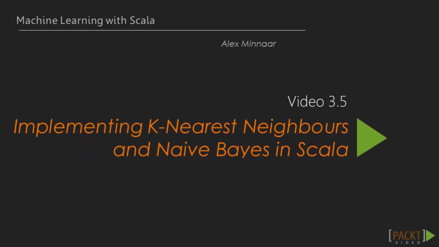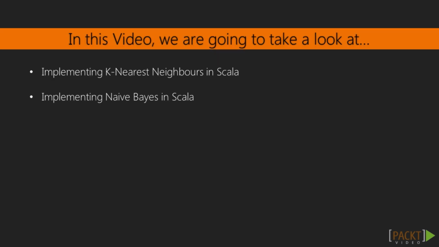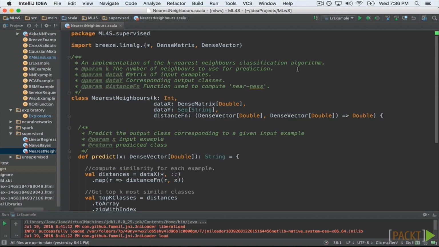In the previous video, we introduced two commonly used classification algorithms, k-nearest neighbors and naive Bayes. In this video, we are going to actually implement these algorithms in Scala, as we have done previously with linear regression and GLMs. First, we will implement k-nearest neighbors, then we will implement naive Bayes and test them both on some actual data. Let's begin with the k-nearest neighbors implementation.